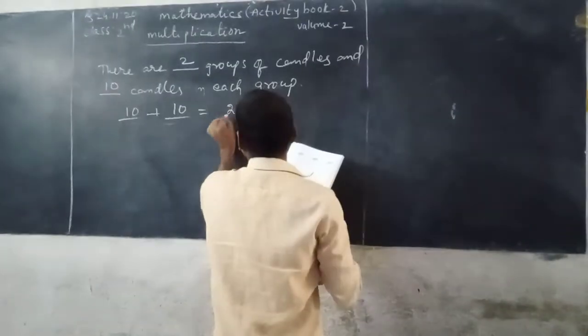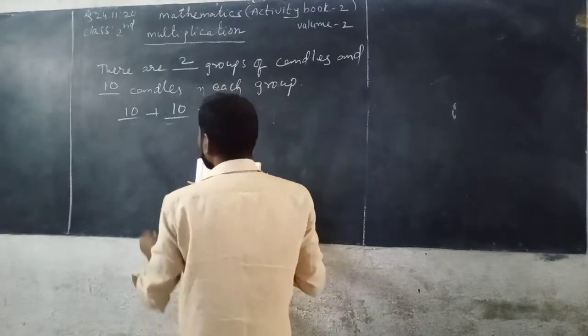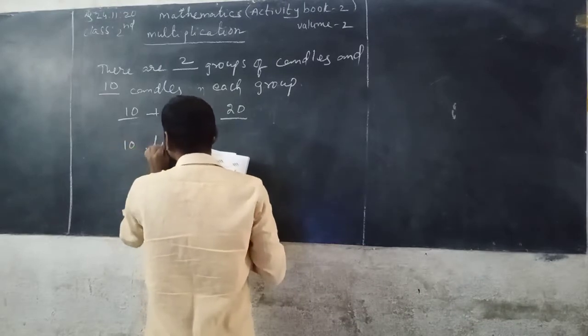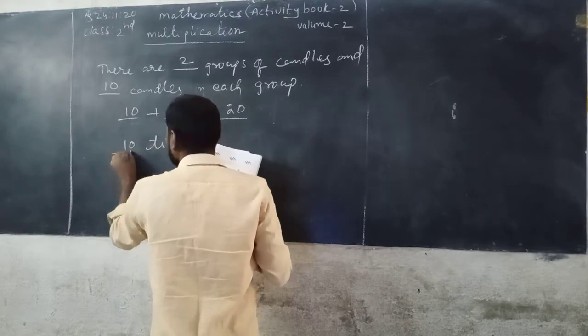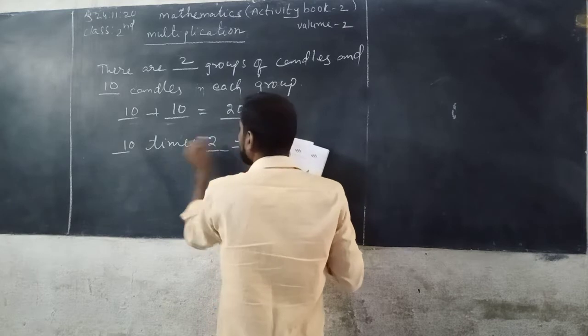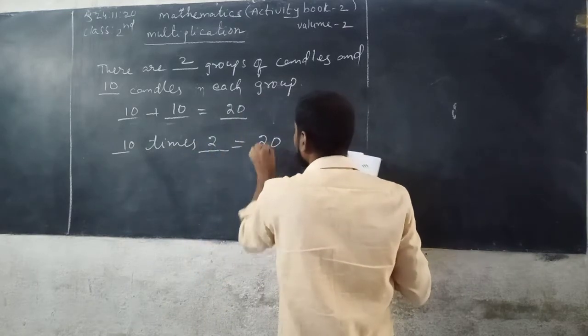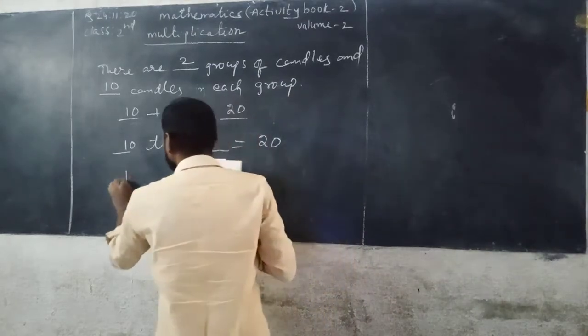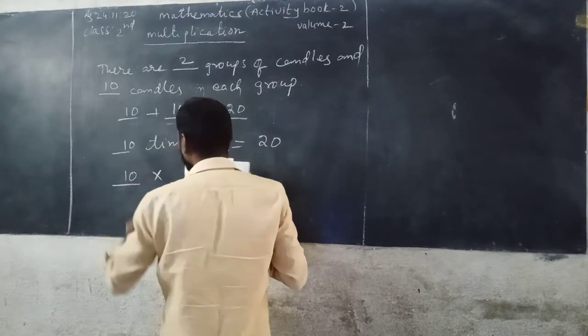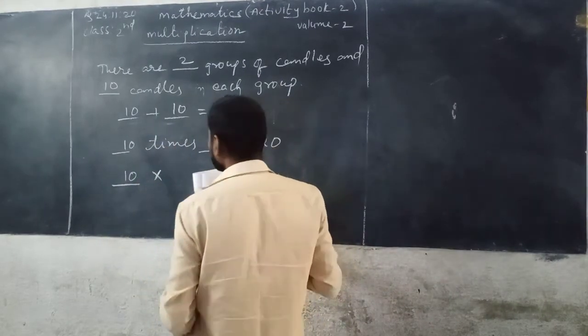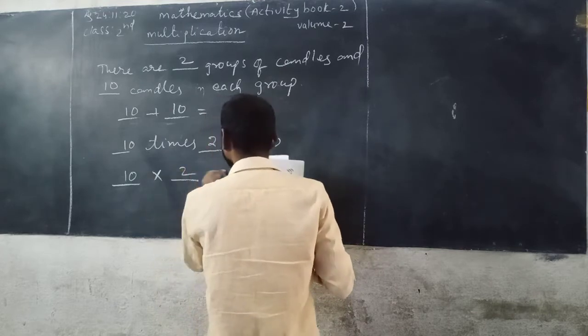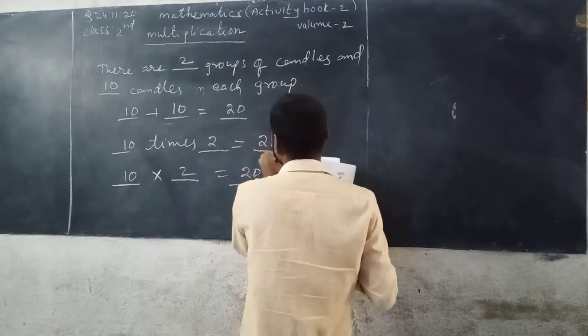So this is also 10, how many times? 2 times. So 10 two times means 10 is multiplied by 2, 10 twos are 20. Then instead of times you can write the multiplication symbol: 2 tens are 20.